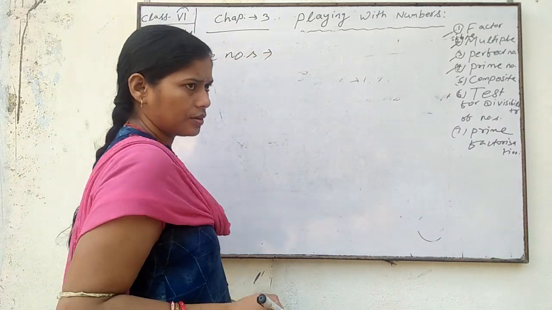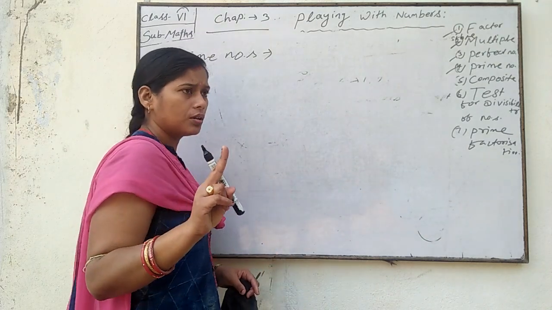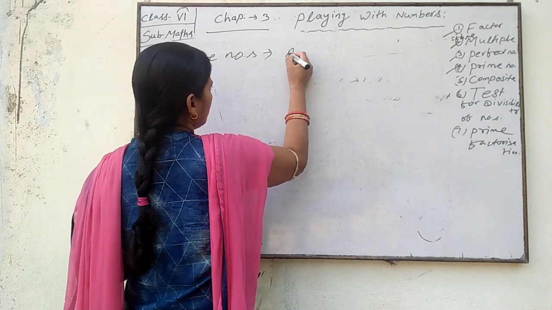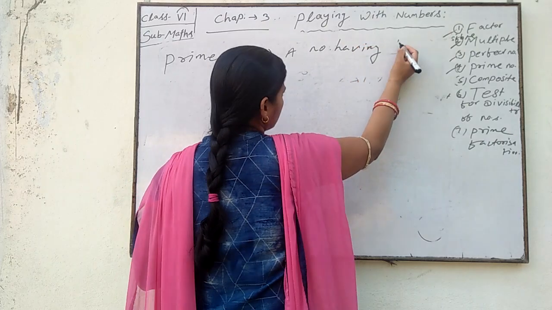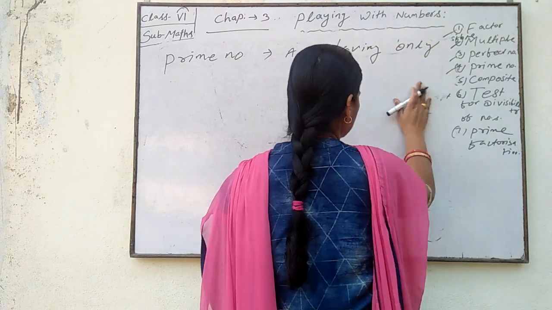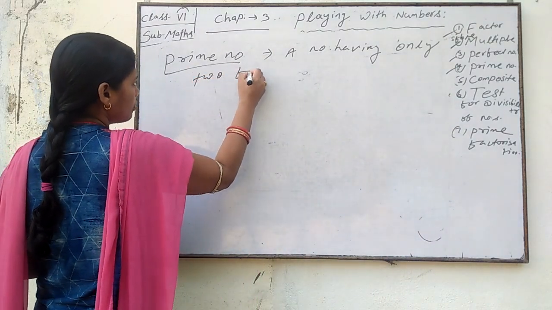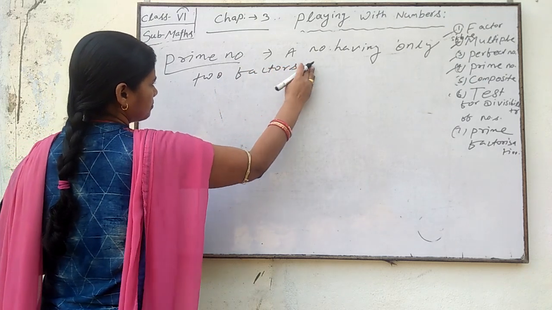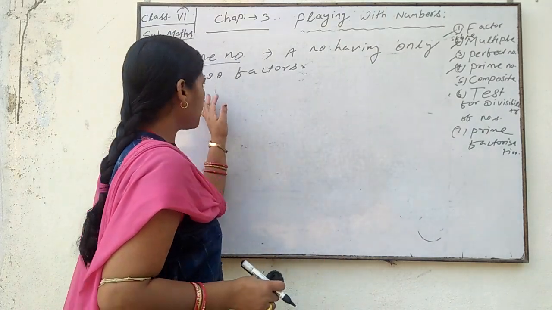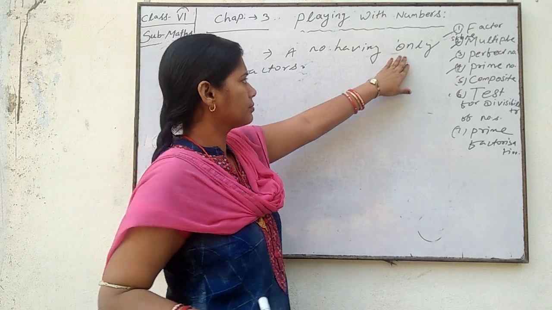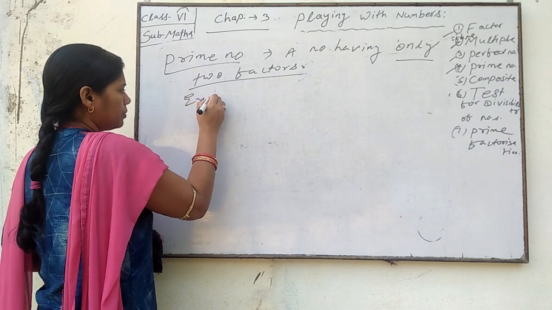Prime numbers means a number having only two factors. A number having only two factors, that is called a prime number.